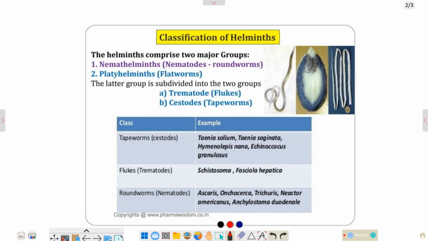The examples of tapeworms are Taenia solium and Taenia saginata. The main example of flukes, that is trematodes, is Fasciola hepatica, and the roundworms are Ascaris lumbricoides, Necator americanus, and others. These are the examples and the classes of the helminths.